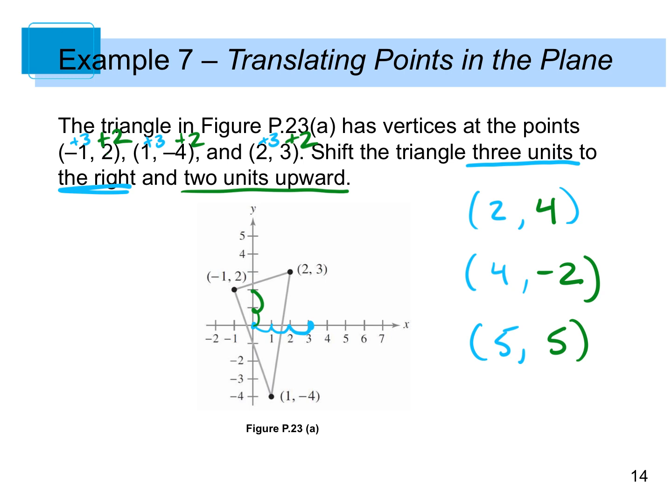If you wanted to shift each one and then plot your points, you could totally do it that way too. If I shifted this point 3 to the right and 2 up, my new point would be at 5, 5. Same with this. If I went 3 to the right and 2 up, my new point would be 4, -2. And if I went 3 to the right and 2 up, this point would be 2, 4. And that would be our new triangle.